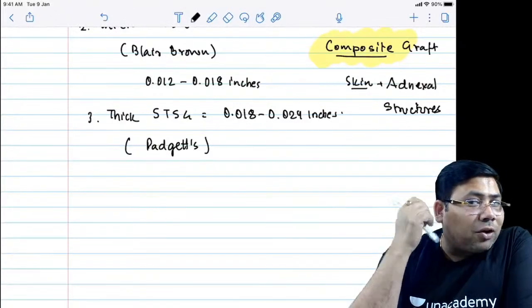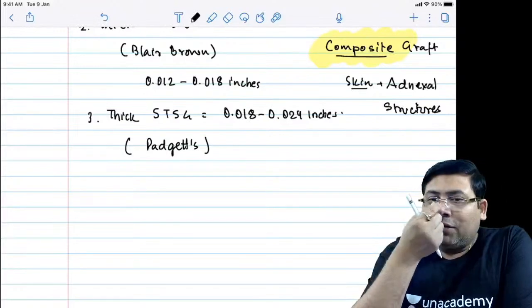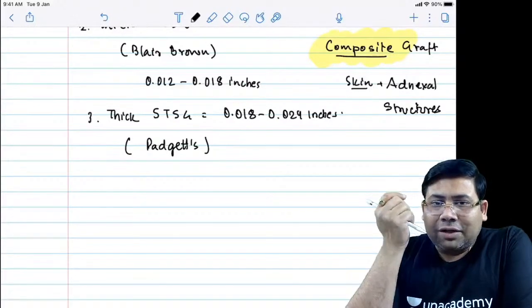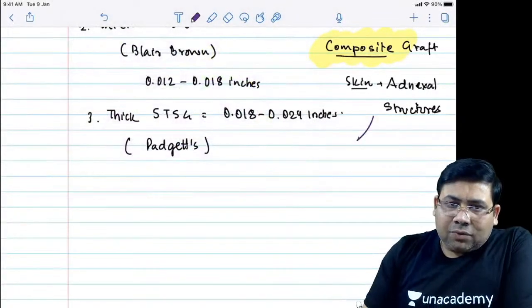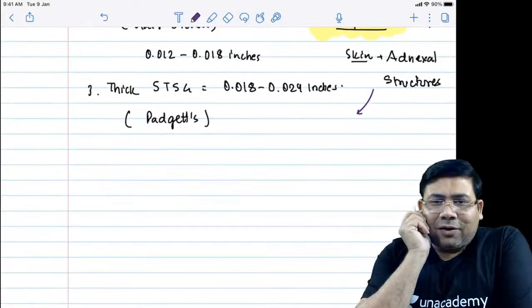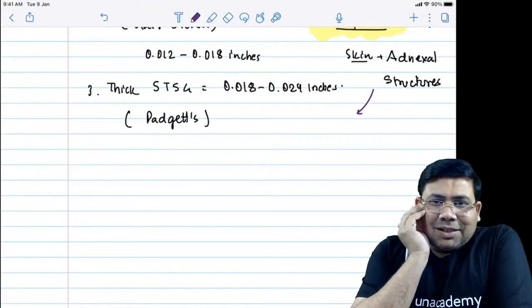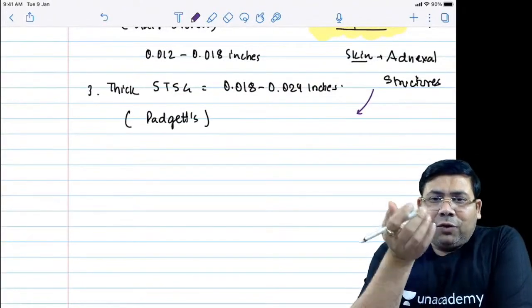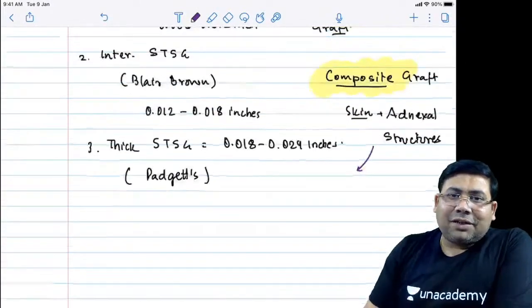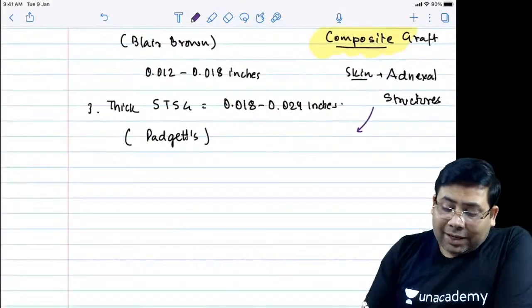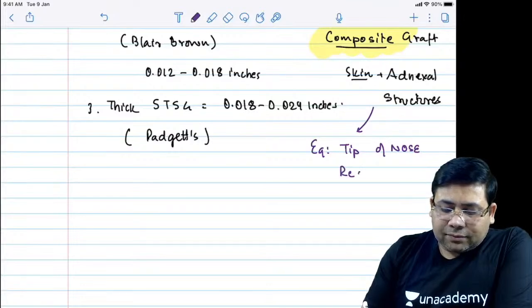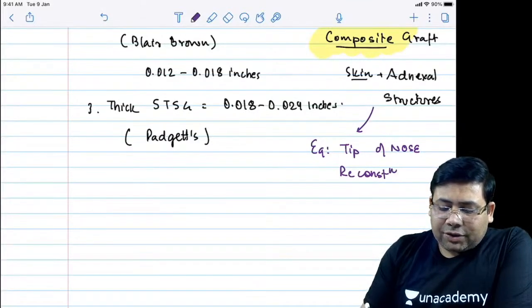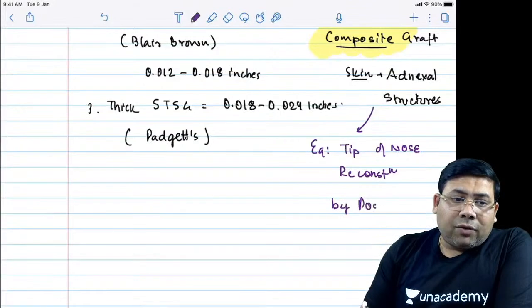This is a posterior auricular graft. You will take it up and place it here. I've shown that video in the class and many times in the special class also. In the plus classes I have already shown all these, how we do everything, how we do graft harvesting, etc. So composite graft, example is tip of nose reconstruction by posterior auricular graft.